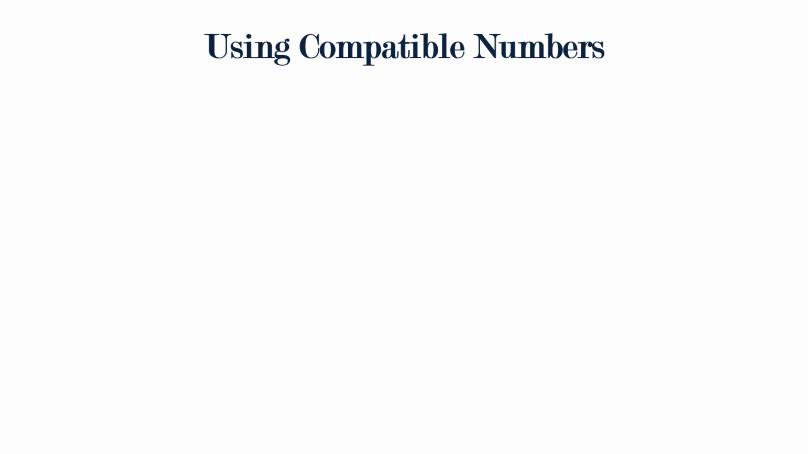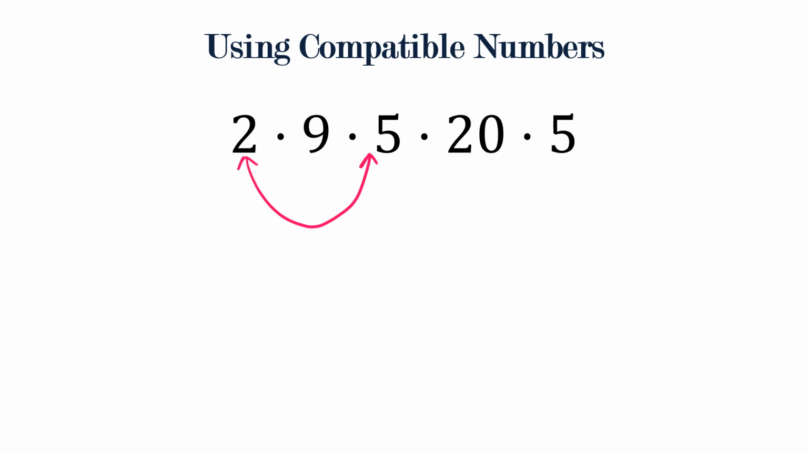Alright, so let's look at an example. Suppose that we have this long string of multiplication, 2 times 9 times 5 times 20 times 5. When we are using compatible numbers, we want to group together the numbers that are going to give us these nice numbers to work with. So for example, we can group together 2 and 5. 2 times 5 is 10. We could also group 20 and 5 because 20 times 5 is 100.